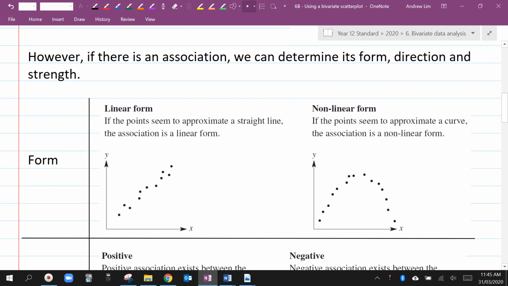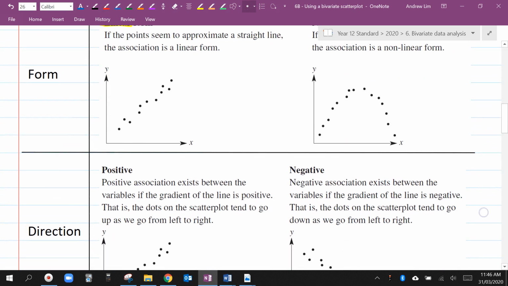It could be in a linear form if it seems to form a straight line, because remember, linear means straight line. When we did linear relationships, they were all straight lines. A non-linear form means not a straight line, so it's a curve. Here we've got a curve. If we had another one that looked maybe like this, that would be a curve as well, so non-linear. Or maybe we might have something like this, also non-linear because it forms a curve. So linear: straight line. Non-linear: not a straight line, a curve.